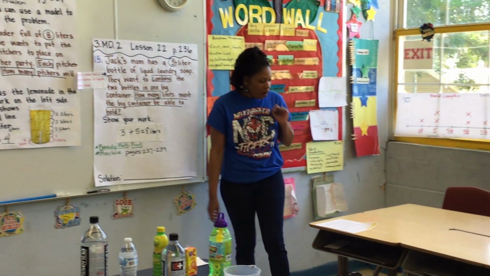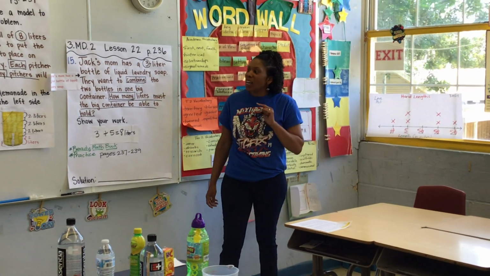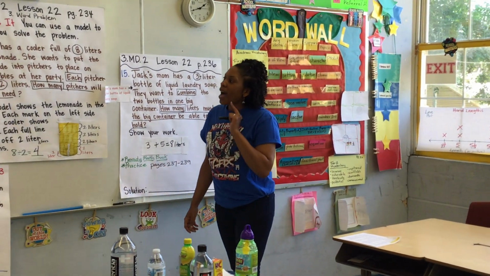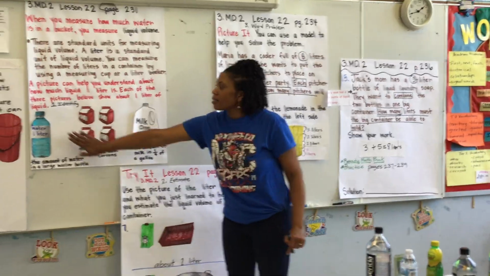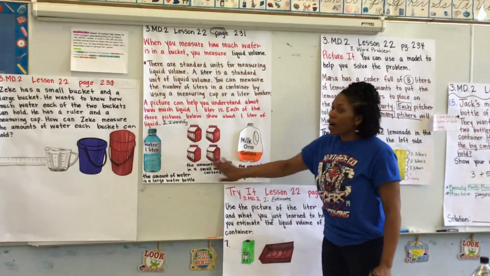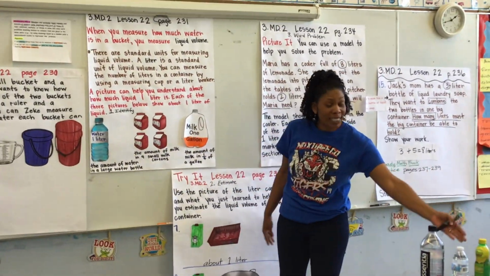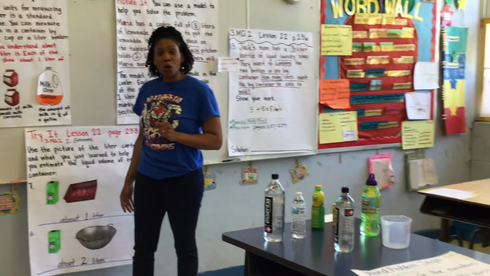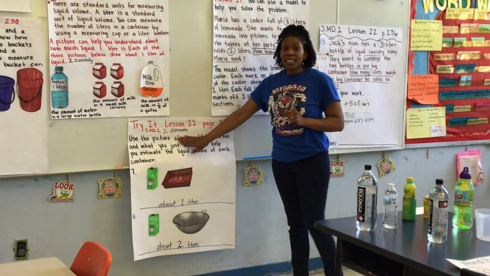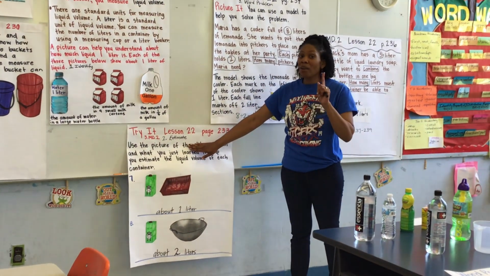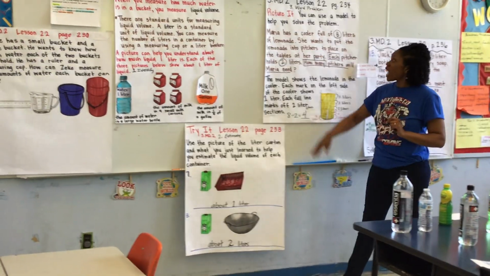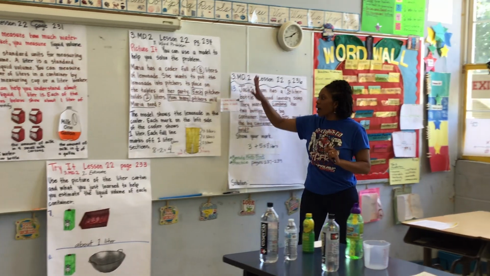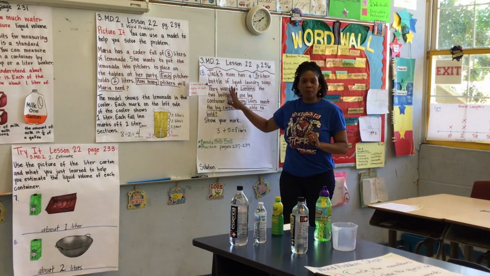Now, I want you to think about what I just shared with you. I shared that you could identify objects for liquid volume. I gave you some examples of things that you could use at home. You can estimate for liquid volume, and remember, estimate means reasonable guess. And you can also solve word problems for liquid volume.